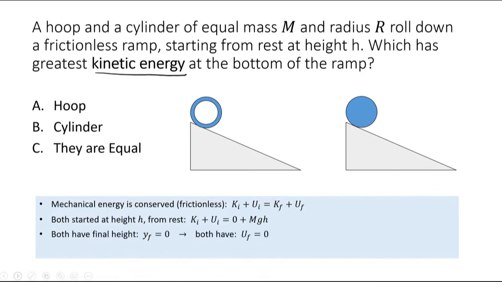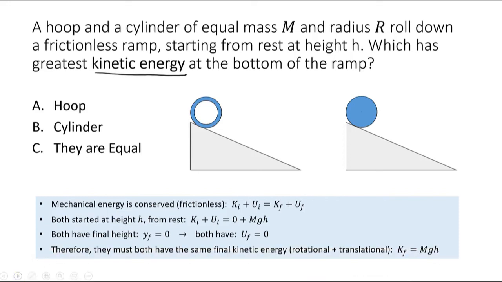All right, then we know that they both have the same final height as well. They're both reaching the bottom of the ramp. So y final is 0 for both of them, and that tells us that the final potential energy for both of them is going to be 0. So now they both have the same total initial energy. They also have the same potential energy at the bottom of the ramp, and so that means that they're going to have the same final kinetic energy at the bottom of the ramp as well. And specifically here, it's going to be mgh for both of these two objects. Okay, so I would say that the answer here is C. They have equal kinetic energy at the bottom of the ramp.